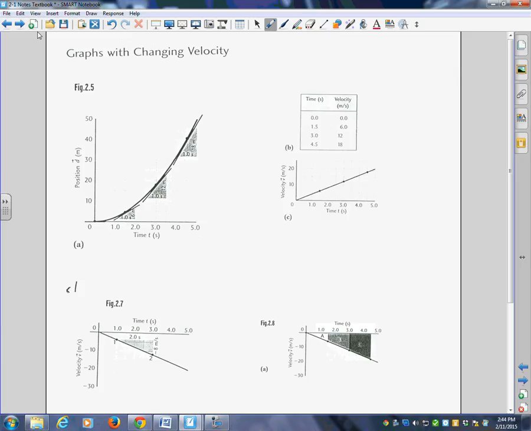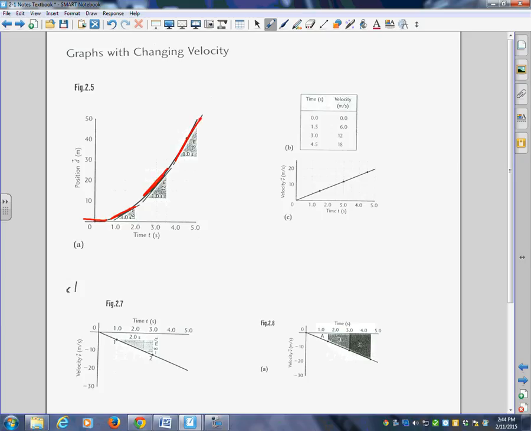Graphs with change in velocity. On a performance test, the Honda Civic produced the DT graph in figure 2.5a. As you saw in chapter 1, a curved DT graph means the velocity is changing. Finding the slope of this graph at 4 different times gives the velocities as shown in figure 2.5b. Plotting these points gives the VT graph in 2.5c. So what they're saying is, you'll notice I've got a small line there, a small line there, a small line there, a small line there.